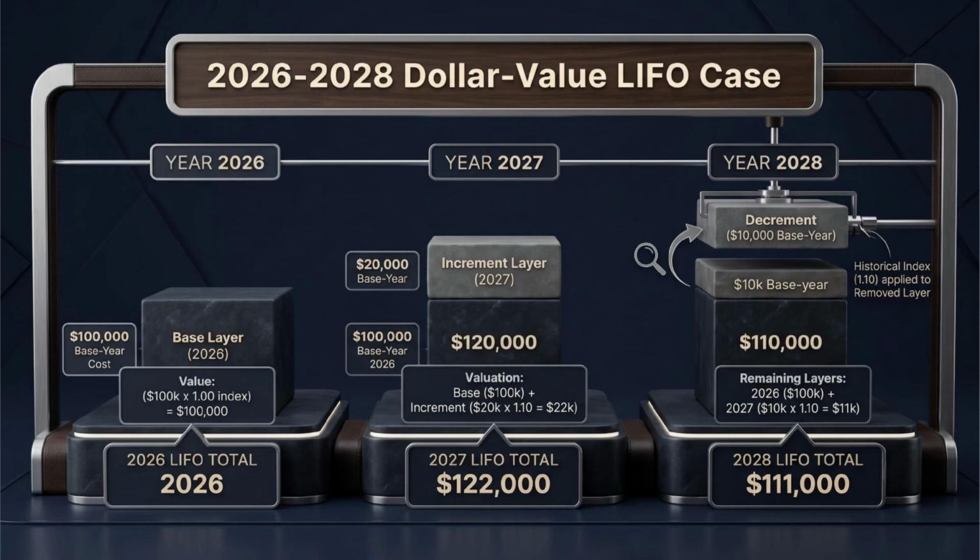Total LIFO inventory becomes $122,000. In 2028, current cost is $125,400 and the index is 1.14, giving base year cost of $110,000. That is a $10,000 base year decrement from the 2027 layer, valued at the 2027 index of 1.10. So $11,000 is removed. Final LIFO inventory is $111,000.